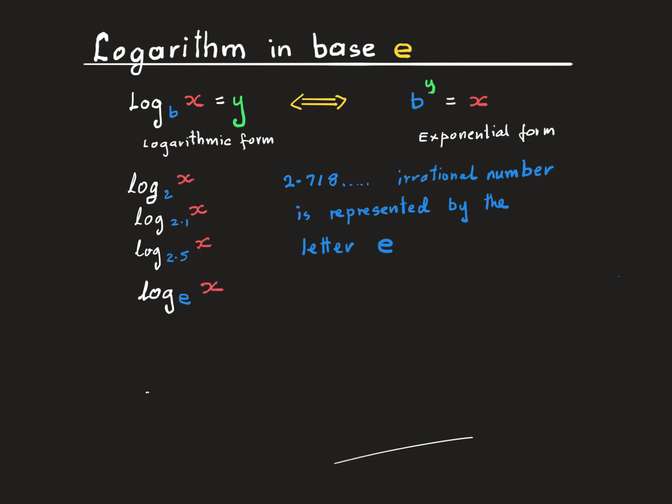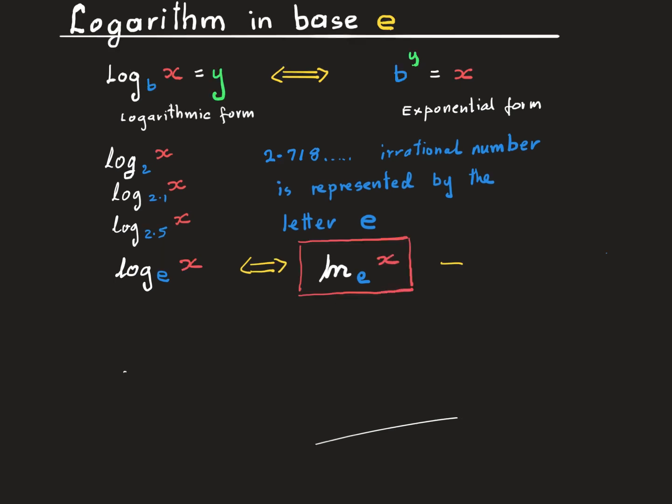And this is more accurately written as ln E to the x, which can be further abbreviated to ln x. Notice we don't bother inserting the E anymore. It's okay just to write ln. Whenever we write ln, we know it's going to be to the base E.